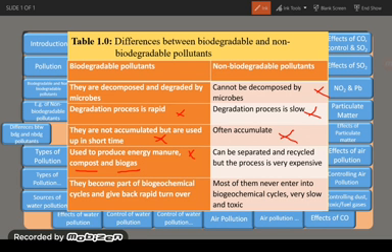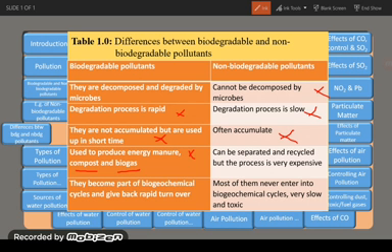But for non-biodegradable pollutants, they can be separated and recycled, but the process is very expensive. All these plastics and nylons can be gathered up and recycled, but it is costly. Then lastly, biodegradable pollutants become part of biogeochemical cycles and have rapid turnover, while most non-biodegradable pollutants never enter into biogeochemical cycles, and are very slow and toxic.